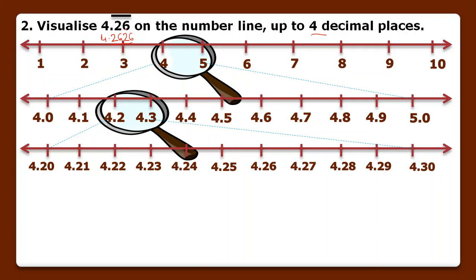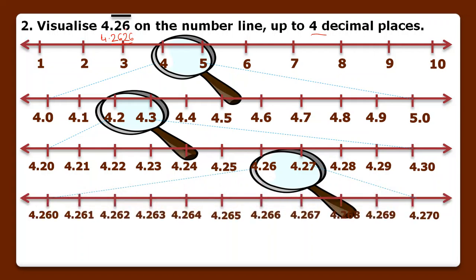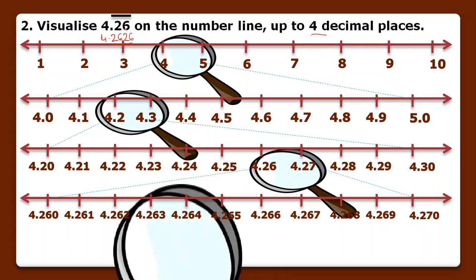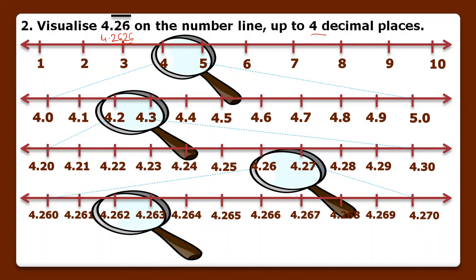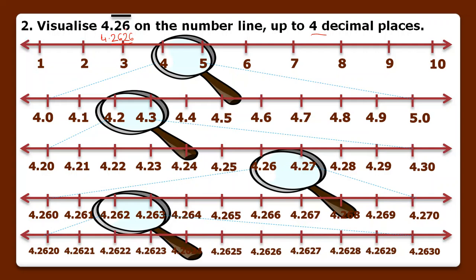4.26. It will lie between 4.26 and 4.27. We'll expand them again because we want 2626. अब हमें 262 वाली line point find out करना है. It will be between 4.262 and 4.263. Then again we'll expand them and finally we'll reach our answer, which is 4.2626. In this way, through successive magnification, we can visualize a number on number line.